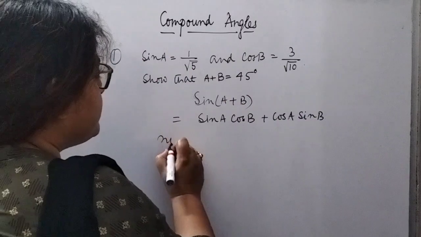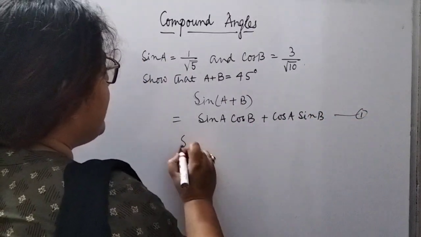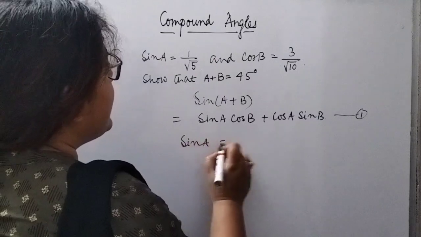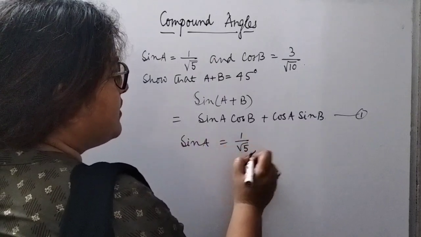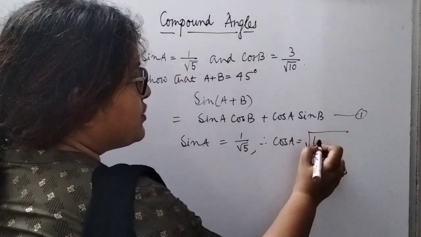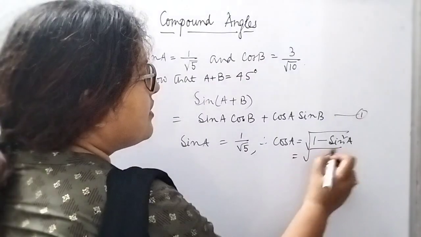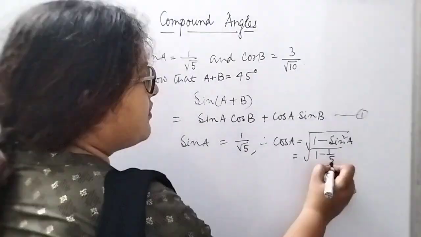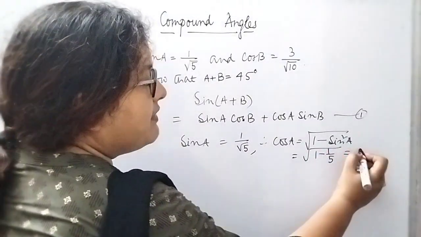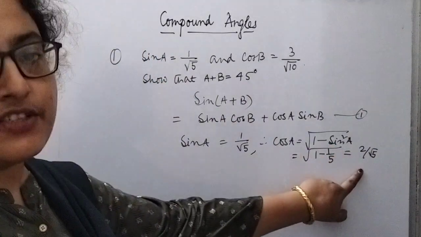Sin A, let's take it as number 1. Now look, sin A equals 1 by root 5. So what is cos A? Yes, that is root over 1 minus sine square A, that is 1 minus 1 by 5, that is 4 by 5, that is 2 by root 5. Okay, so the value of cos A is found.